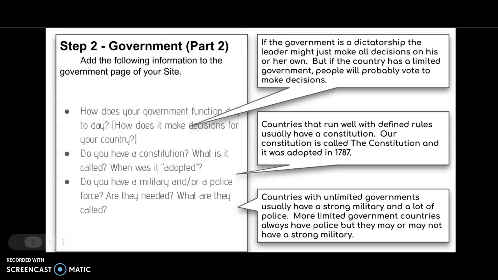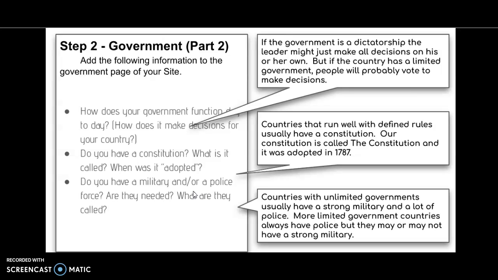Then the last part is, is there a military or police force in your countries? And again, countries with dictatorships, those usually have very strong militaries and really mean police, and a lot of police. And countries that are more free usually always have police, but their military depends on the viewpoint of the country. The United States is a strong nation, so we have a strong military. Other countries don't want to have a big military. They usually have something. Even free countries might just say, well, we don't really want to have a big military, but they have a little bit.